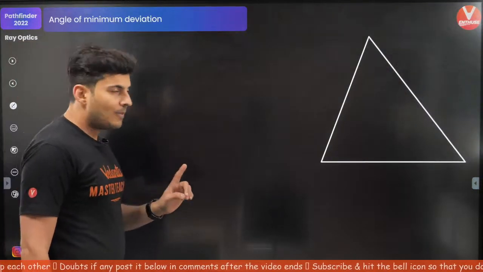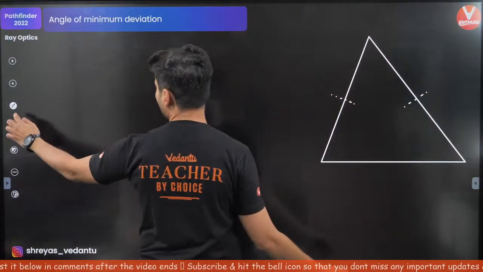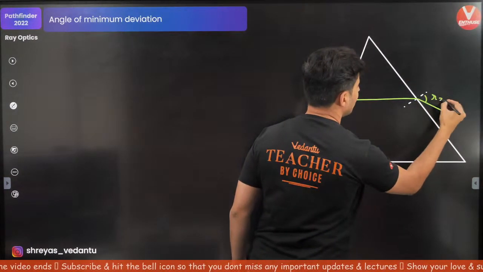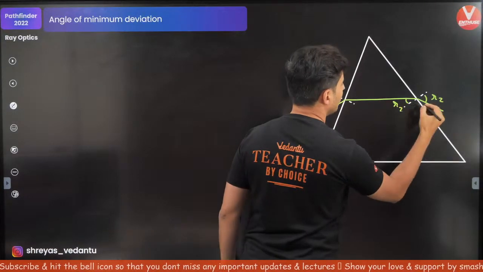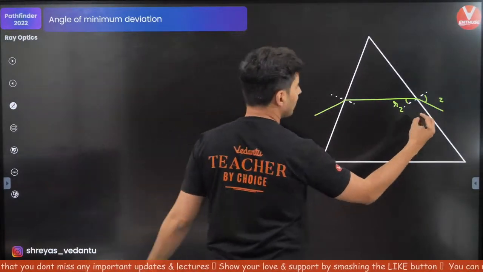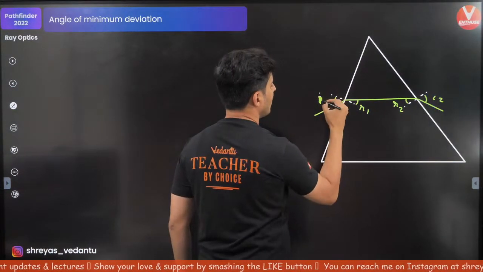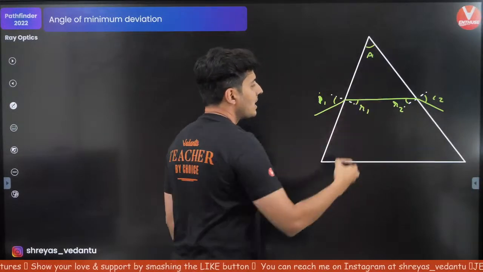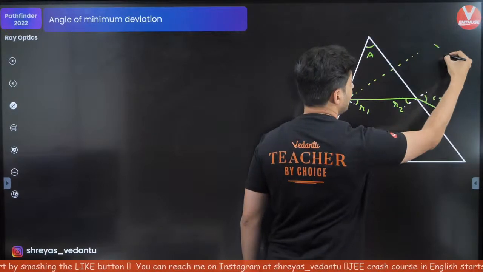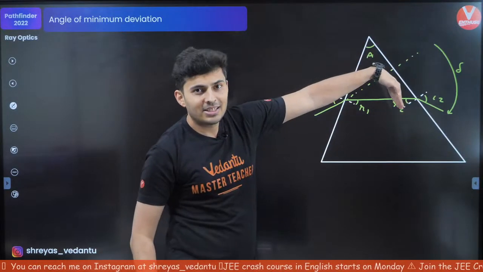Now imagine this, let me just draw normals over here and here, for example, and let's say this is our light ray. Go like this, and like this. This is R2, and this is I2. Let's write this as I2, and this is R1, and this is I1, and obviously this is A. Now you will see that the light ray has clearly deviated by some angle. This is the delta. This is the total angle of deviation, like you can see.